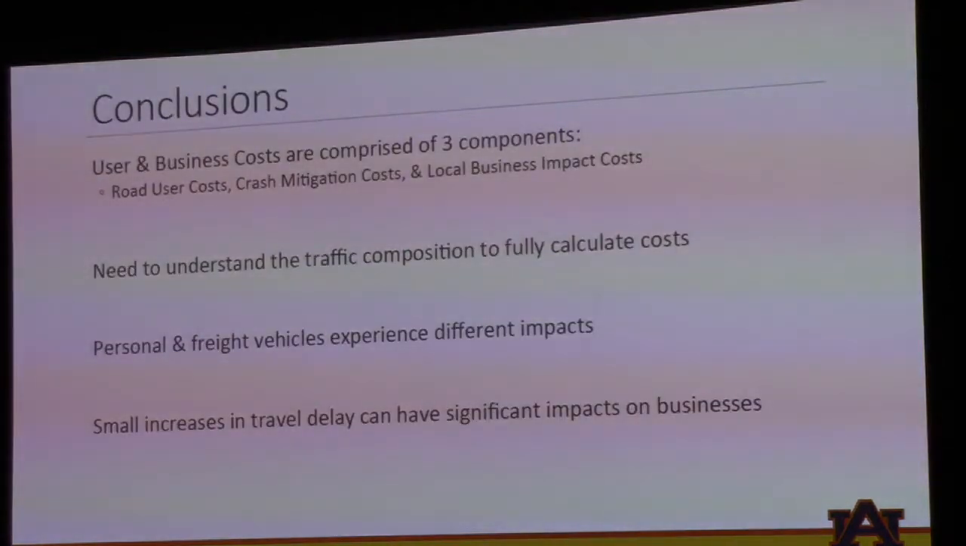Okay, and then to wrap it up, this idea of things to think about for our breakout groups, this idea of user and business costs have many different components that we brought together in a new way. Our road user costs, our crash mitigation, and local business impacts. We really do need to understand traffic composition to fully calculate these costs. That's a really important thing in that simulation piece, that if you don't know who these people are, the amount of freight that you have in there, that could be a problem. Because those freight and vehicle costs experience very different impacts in our calculations.